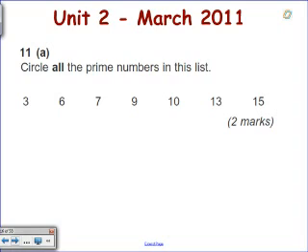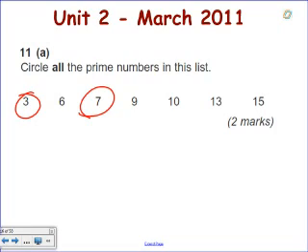If they're giving you a nice easy prime number question, it will say circle the prime numbers in a list, like this one does. 7, 3, 7, not 9, 9 is divisible by 3. Oh, yeah, 3 3s are 9. 13. So that's 2 marks just for remembering prime numbers.